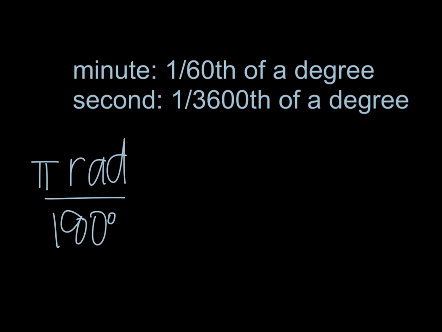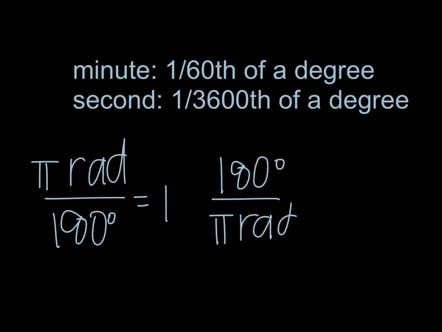By remembering each minute is 1/60th of a degree, and each second is 1/3600th of a degree, and the two equations, pi rads divided by 180 degrees equals 1, and 180 degrees divided by pi rads equals 1, you will be able to convert degrees to DMS, DMS to degrees, degrees to radians, and radians to degrees.